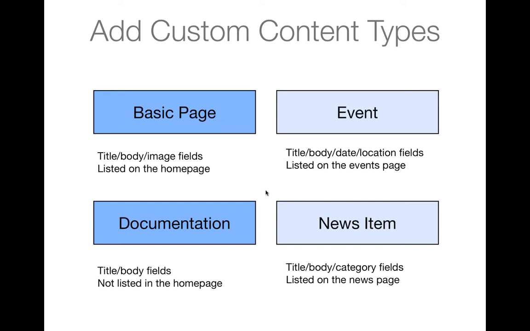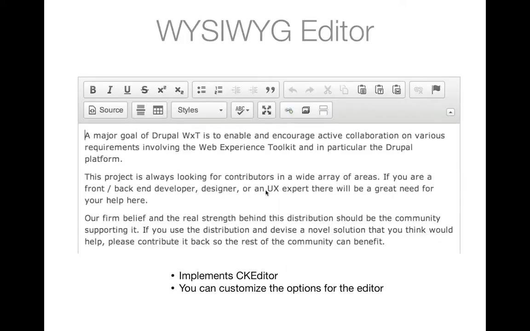And these different types of content have different fields that you can manage. So a page has a title and a body and an image field, and pages get listed on the home page of the website. Whereas documentation has slightly different fields. You only have a title and a body, and they're not listed on the home page. So they're treated a bit differently, and they have content that's a bit different.